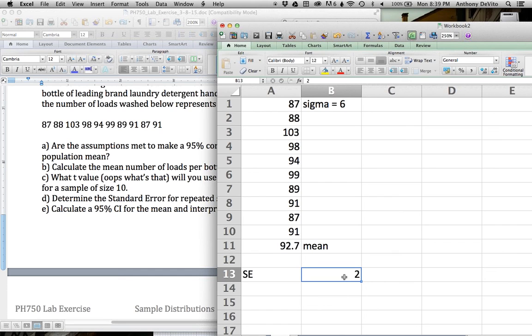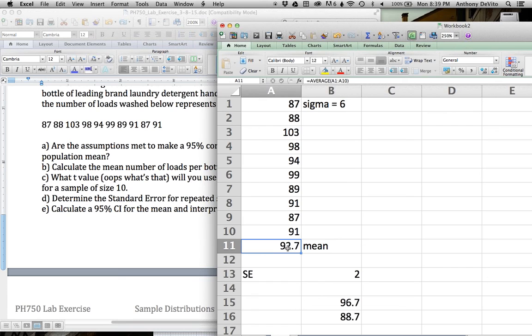So that would be 92.7 plus 4, right? Which would be 96.7, and 2 standard deviations below, which is 2 times 2 is 4, which would be 88.7. Am I right? That's what I would expect. Only problem with that is that we really don't know if the mean is really 92.7, because it's only a sample size of 10, and we're never going to know what the population mean is.